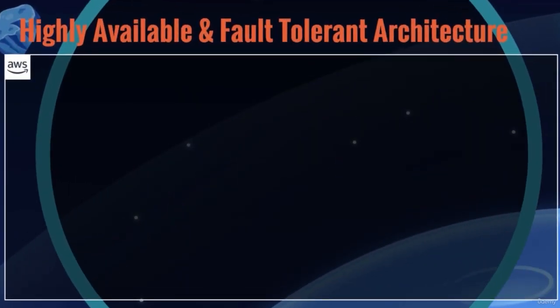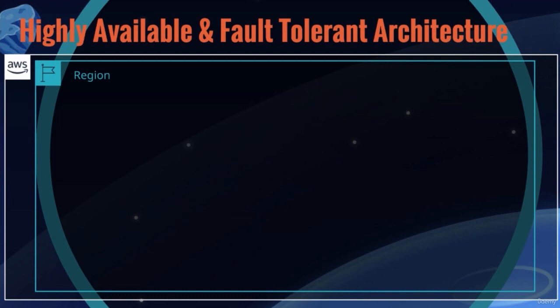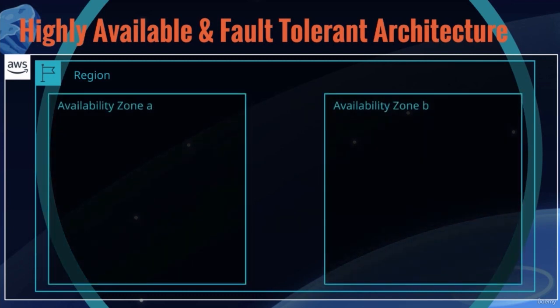One of the big advantages of Elastic Beanstalk is that it can create a highly available and fault-tolerant architecture without us having to worry about how to actually do that. So what is a highly available and fault-tolerant architecture? Here we've got the AWS cloud, and as we know, it's divided up into regions, and those regions are divided up into availability zones. If we have our architecture distributed across multiple availability zones and one of those availability zones goes down, our infrastructure will still continue to operate and serve requests.